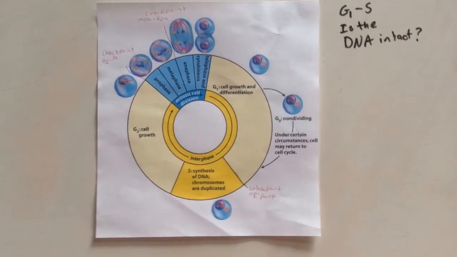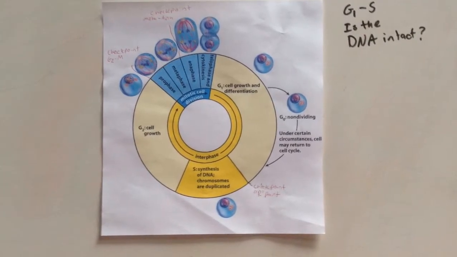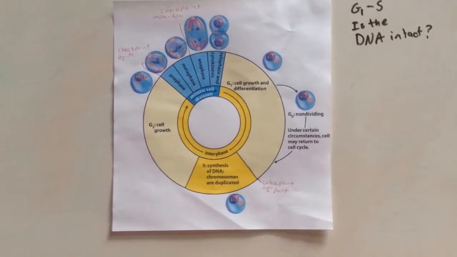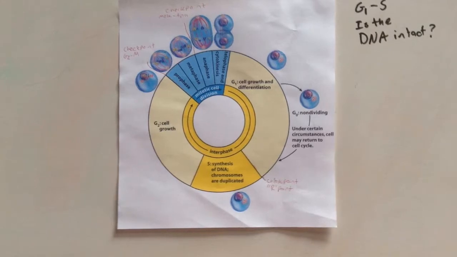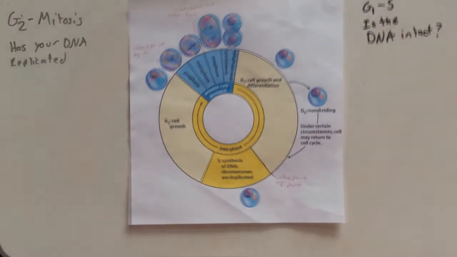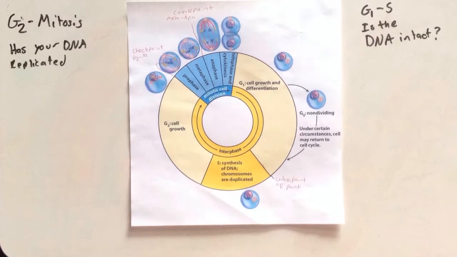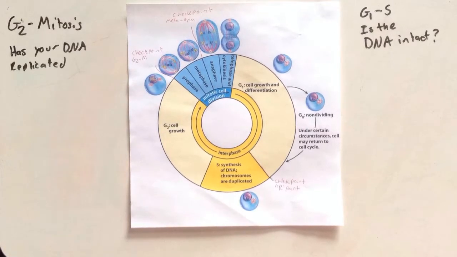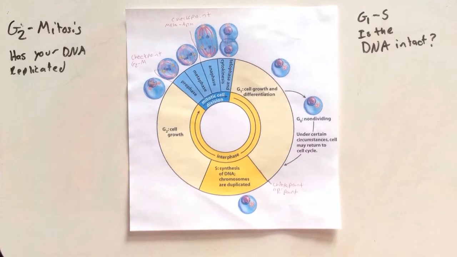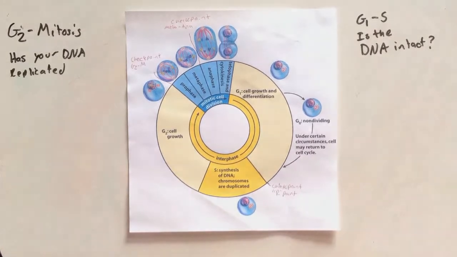The G1 to S checkpoint is the most important and is called the R point. At this checkpoint, the cell checks if it still has its DNA intact. This makes sure the cell does not replicate bad DNA. Another checkpoint is between G2 and mitosis. During this one, the cell checks if the DNA has been replicated before beginning mitosis.